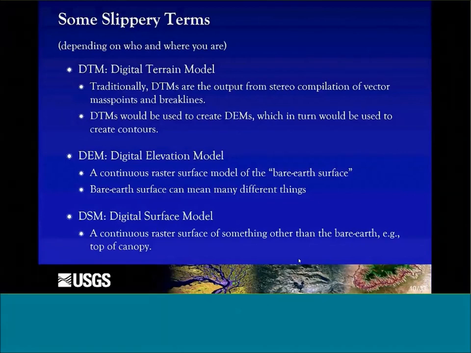The same is true for a DSM, a digital surface model, which would be a continuous surface of something other than the bare earth. For example, the top of canopy, first reflective surface. You may have building models with the trees or without the trees. There's a lot of different flavors of digital surface models as well.